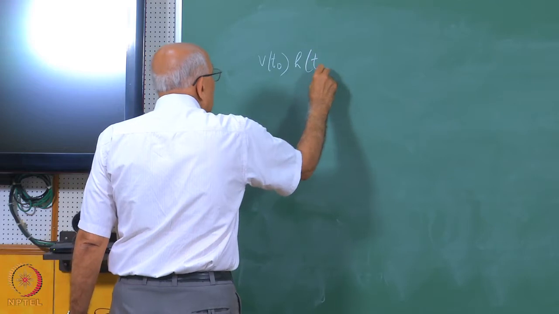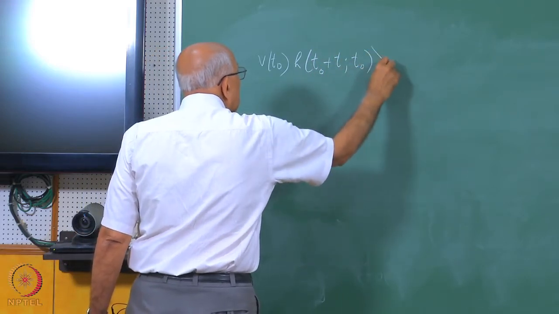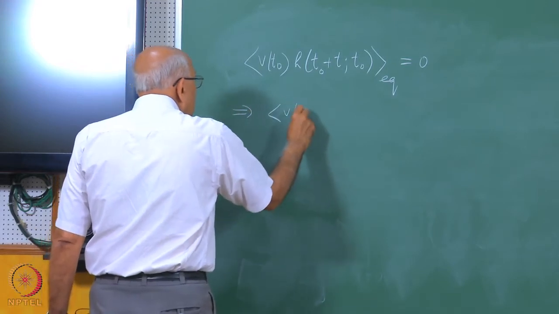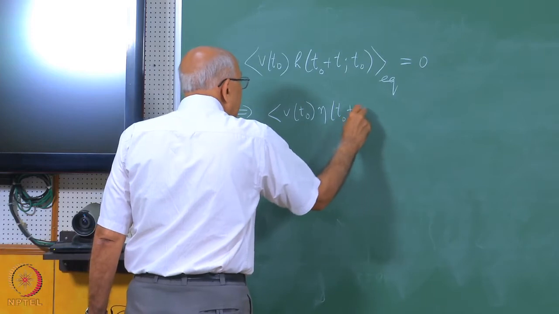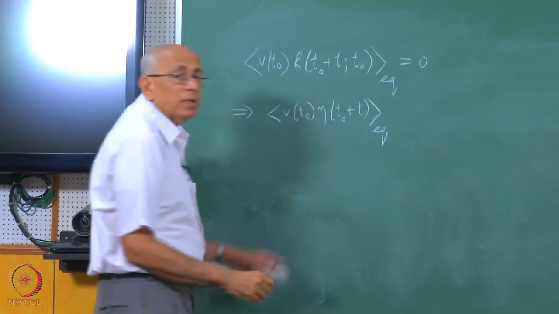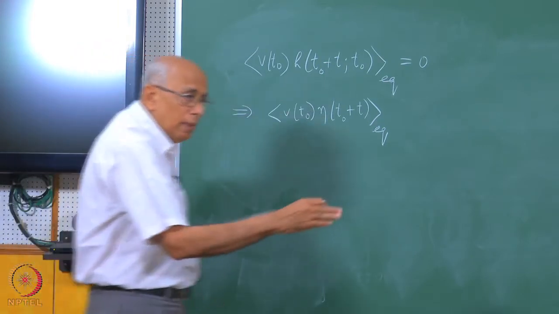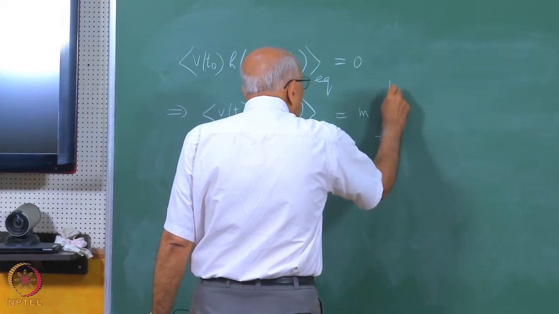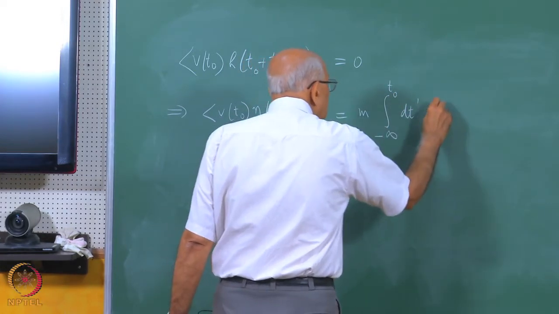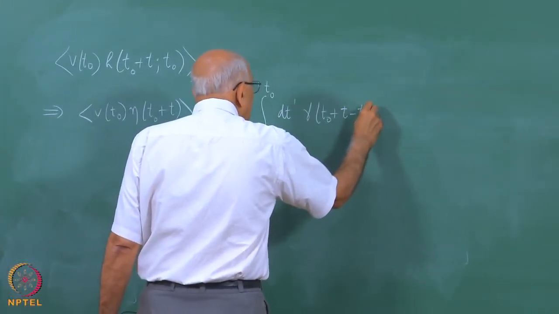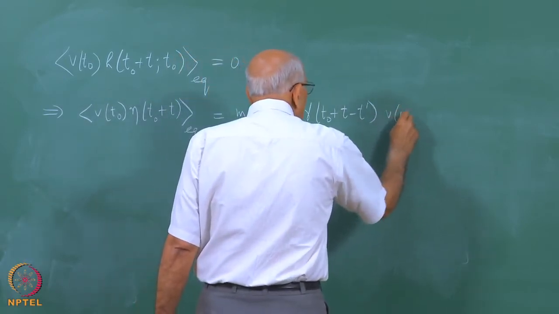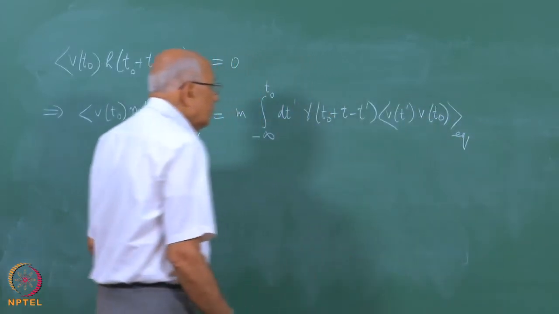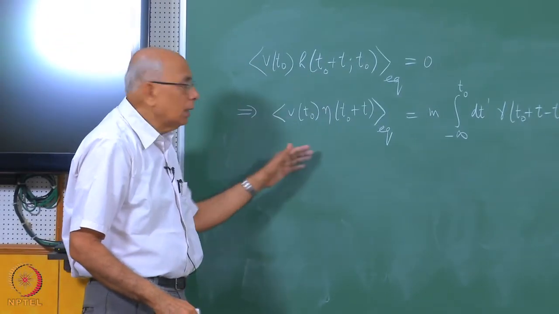So let's go back and examine the consequence of saying that v of t naught, h of t naught plus t, t naught in equilibrium is equal to 0 implies that v of t naught, eta of t naught plus t in equilibrium. This is the first term in this h. And then there was a minus something. So we are saying this is equal to 0, so that's equal to m times an integral from minus infinity up to time t naught dt prime gamma of t naught plus t minus t prime, v of t prime, v of t naught in equilibrium. So making this assumption is equivalent to saying this.